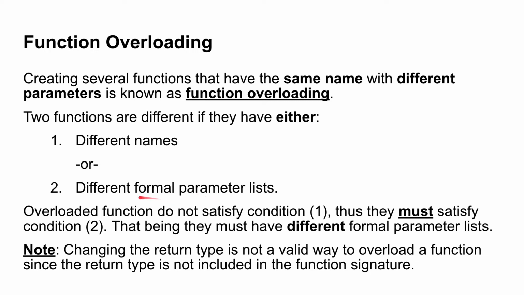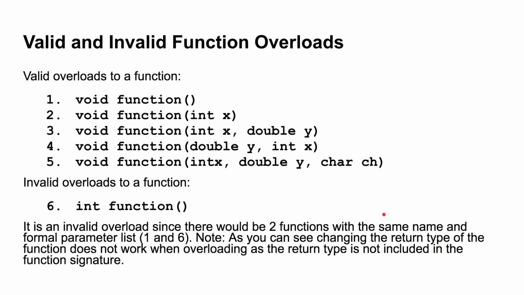So we're going to have a bunch of functions. They're going to have the same identifiers, and the way that they're going to be told apart by the compiler is that they have different formal parameter lists. And one thing to note is that changing the return type is not a valid way to overload a function because the return type is not included in the function signature. So if you change the return type, the compiler will have no clue still that two functions are different, so it will just not work, as we'll see in the example here in a second.